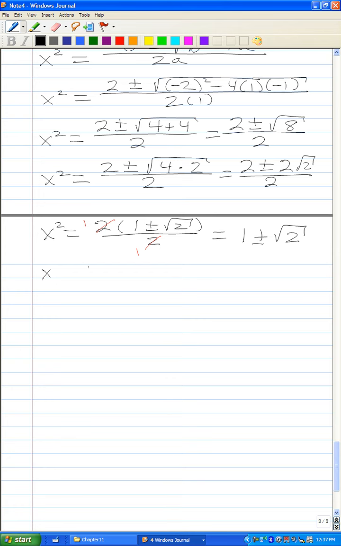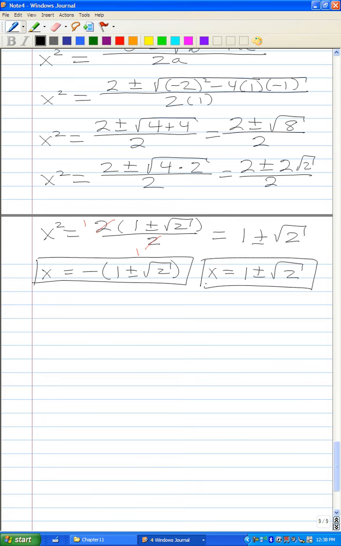Therefore, x is equal to positive or negative the square root of 1 plus or minus rad 2. So it's equal to negative the square root of 1 plus or minus rad 2, or positive the square root of 1 plus or minus rad 2. So you could actually write it as, well, you could put the minus inside, but I'll just leave it this way.